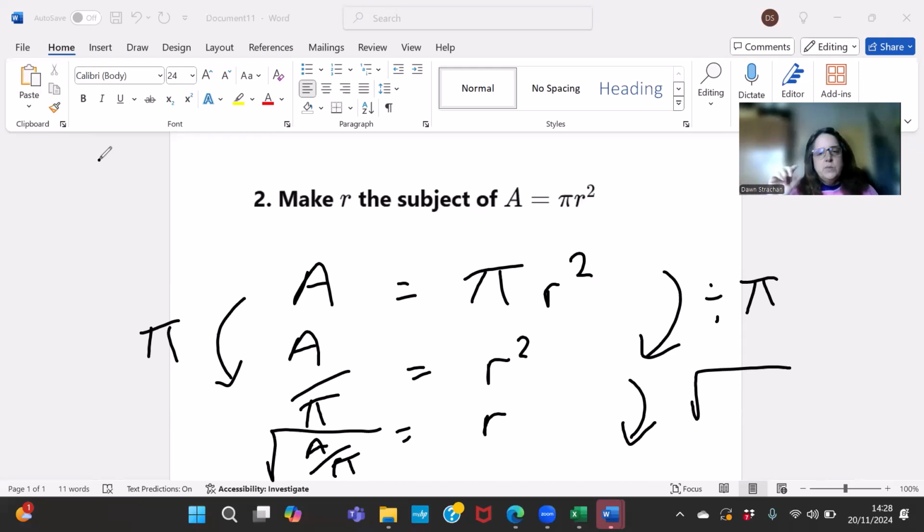So that's when things like this may also come into play. It may not just be a case of rearranging it. It may actually be a case of rearranging it and then actually using that information to solve something else.